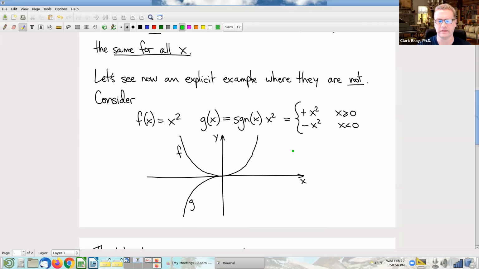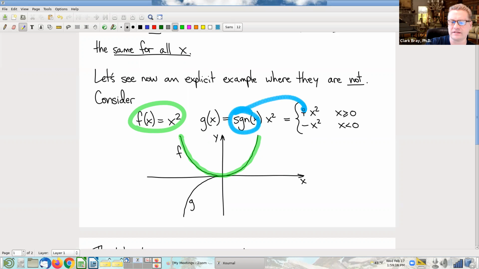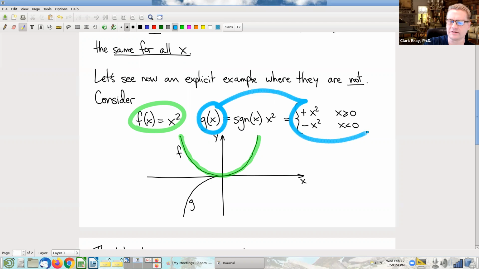Okay, so here is that explicit example. We're going to look at a couple of functions here. The first function is x squared. Oh, I can do better than that. Let's see here. Here we go. And then the second function is a little bit hard to write down. I'm writing signum of x times x squared. Signum is just a fancy way of saying plus or minus, depending on whether x is positive or negative. That's all it is. So this function g of x is x squared when x is positive, but it's negative x squared when x is negative. Okay, a little bit of a weird function.